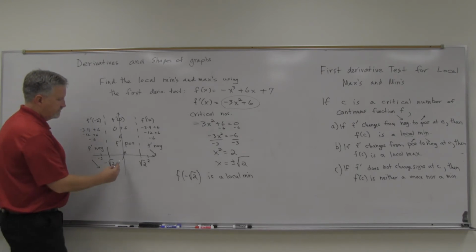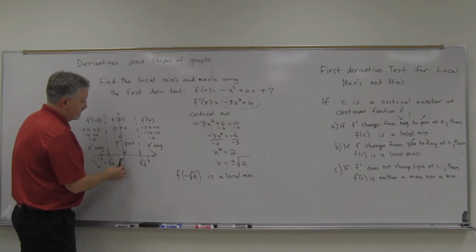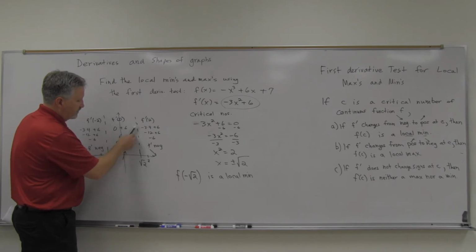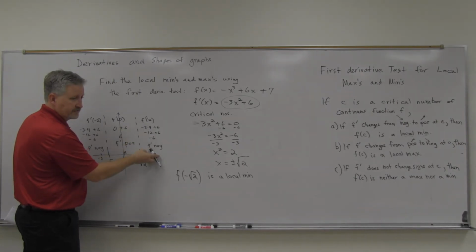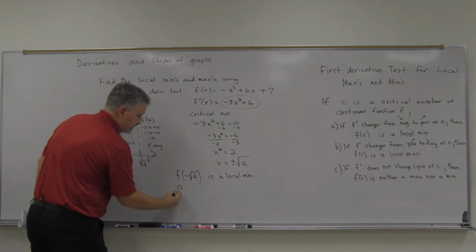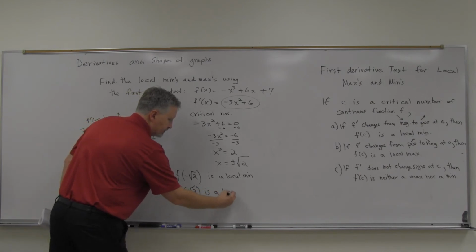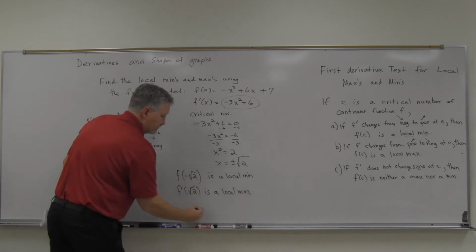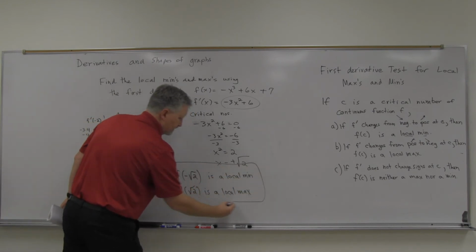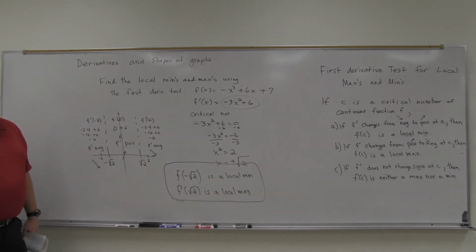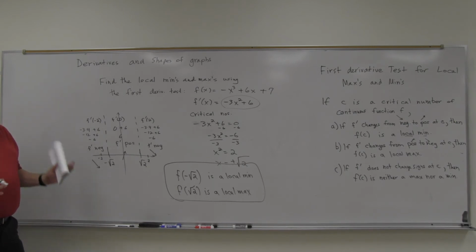On the other hand, looking at square root of 2, at square root of 2 we're going from positive over to a negative, and so f of square root of 2 would be a maximum, wouldn't it? So we can use this little sign chart to our advantage as well. Now, when we're going through these problems, really we're going to do all this at once.